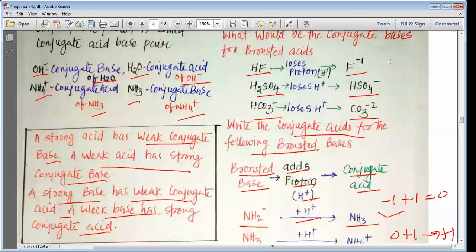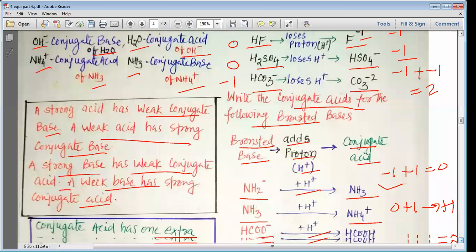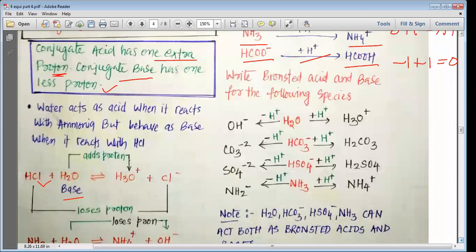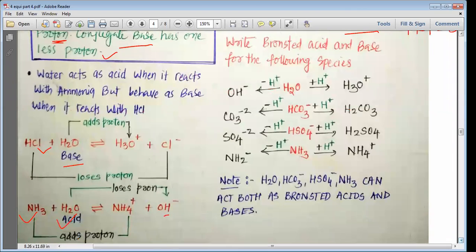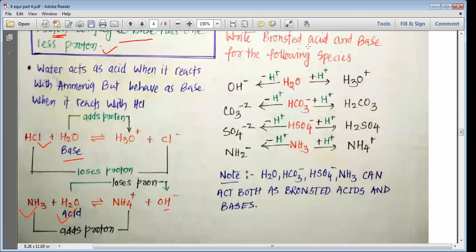When we get the conjugate base, my dear students, the charge is decreased by 1. Each time when we make the conjugate base, the charge is decreased by 1. So this neutral species turns out to be -1. This neutral species even turns out to be -1, but this -1 species turns out to be -2. So this is how we can understand the conversion of Bronsted acid and Bronsted base from a species.